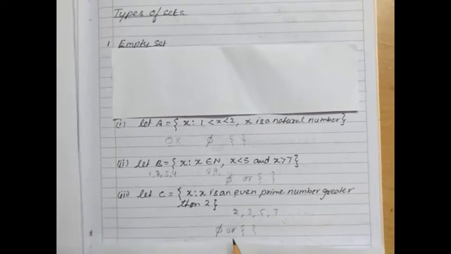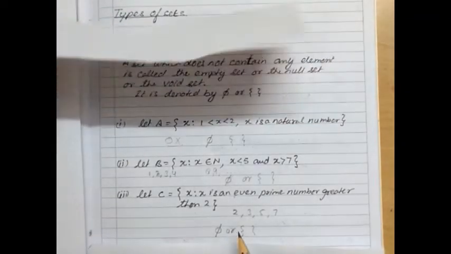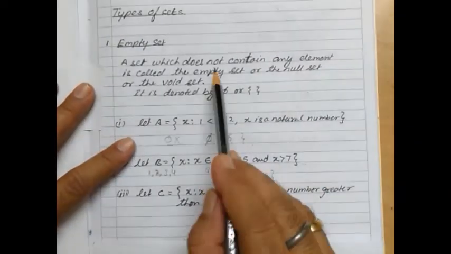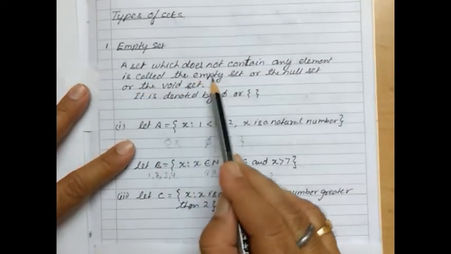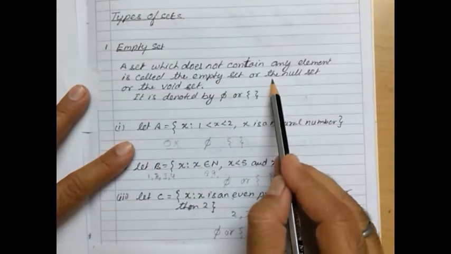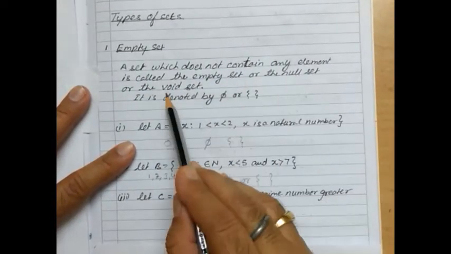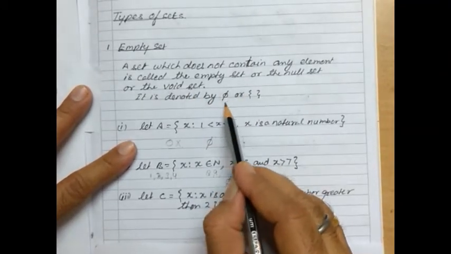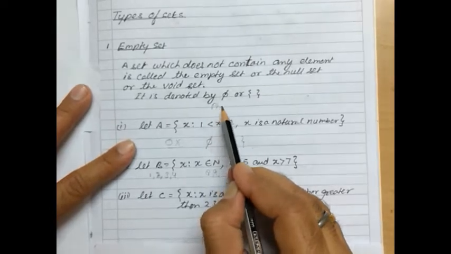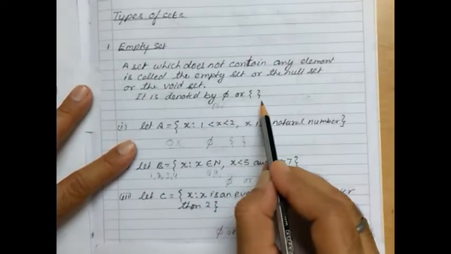So here we can define the empty set: a set which does not contain any element is called an empty set, or it will be called the null set or void set, and it will be denoted by the Greek letter phi or with the empty braces.